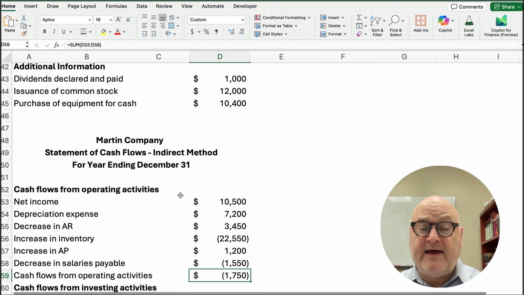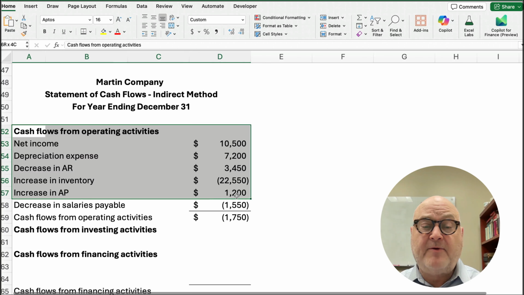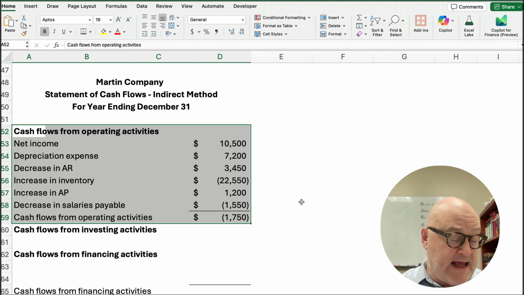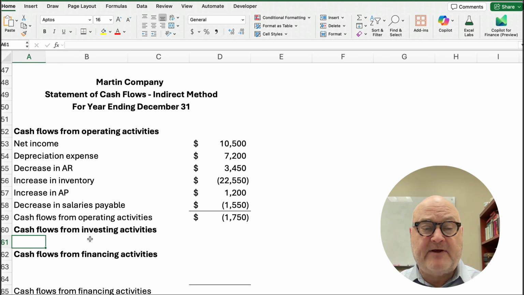All right, so what we have is our cash flows from operating activities is going to be a negative 1750. We have net income. We added back the depreciation. We have changes in current assets and current liabilities, but this is how we do it, okay? Now, investing activities. What are investing activities? Any non-current assets. So we're going to look at the asset section, except not the current assets.